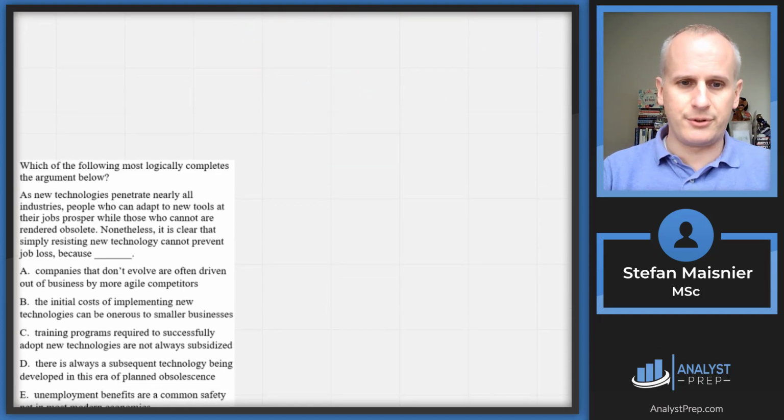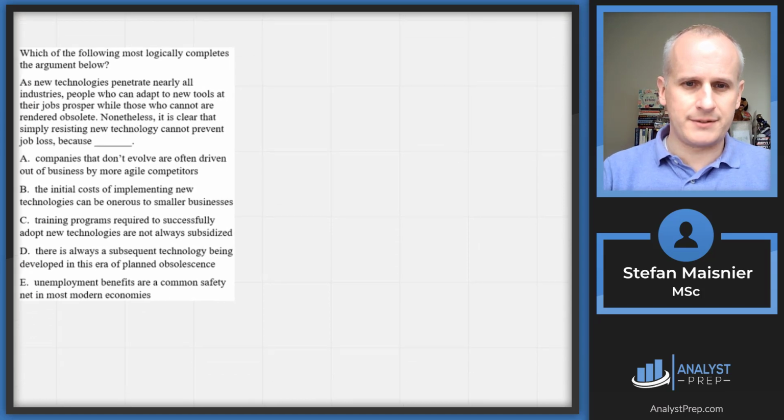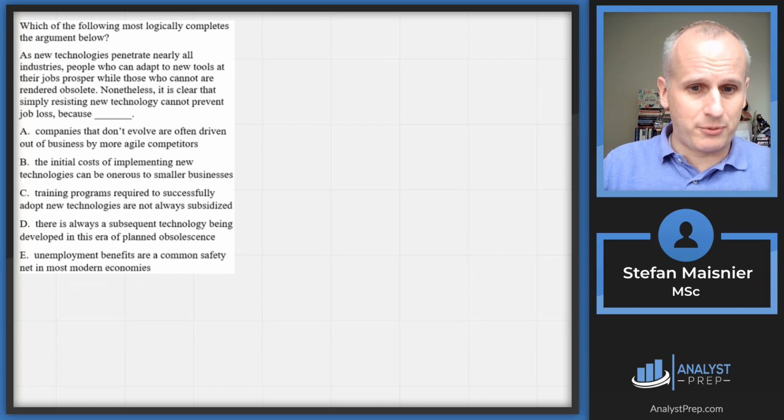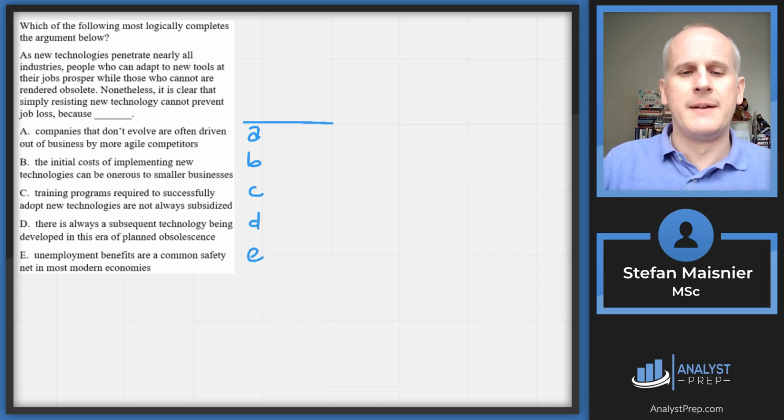Then, if we scroll down, we'll take a look at one more of these. So this time we've got one of our complete the prompt style questions. Again, we don't necessarily know how we're going to need to complete the prompt as we begin setting up our scratch pad. So we start out, we read the task. It says, which of the following most logically completes the argument below?